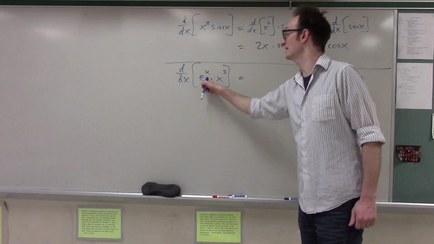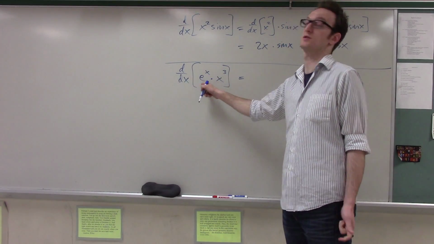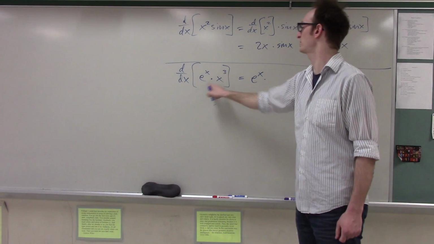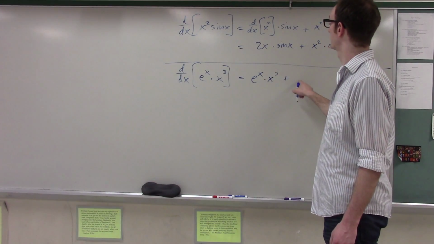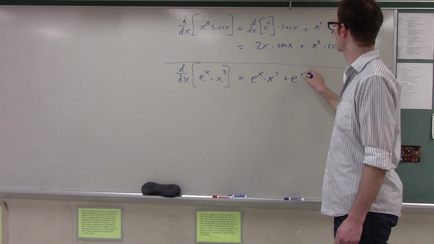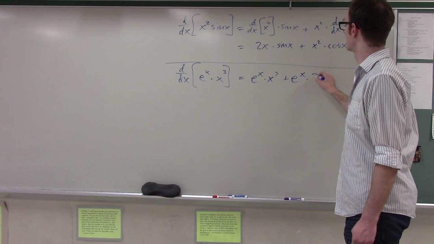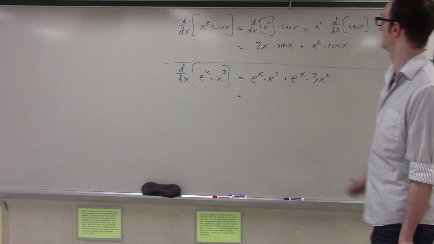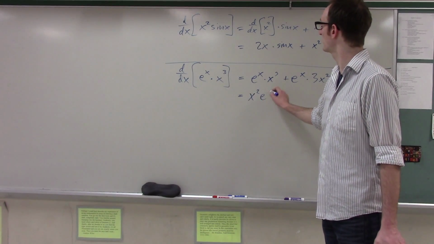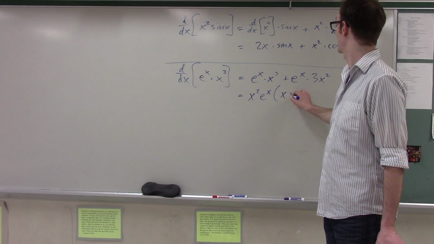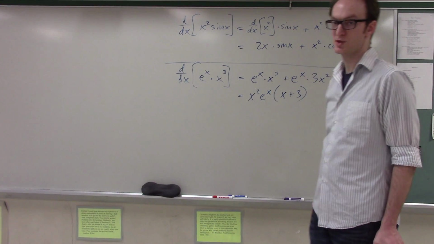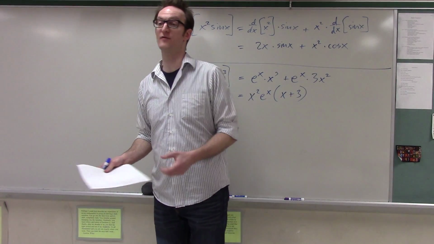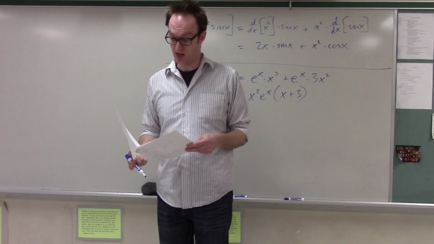Next one, same thing. What is the derivative of e to the x times x cubed? Well, it's the derivative of the first, the derivative of e to the x is e to the x, times the second, plus the first times the derivative of the second, which is 3x squared. And then this one we can factor nicely. I can take out an x squared e to the x, and I'm left with x plus 3. So that's how to differentiate that. Cool, I have now vastly increased the number of functions which I can differentiate.